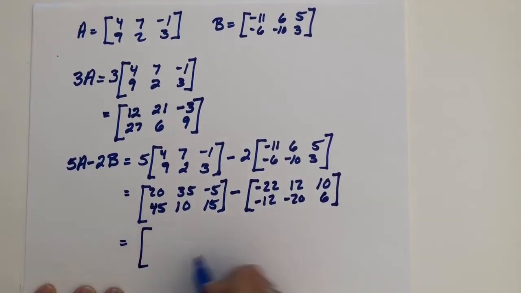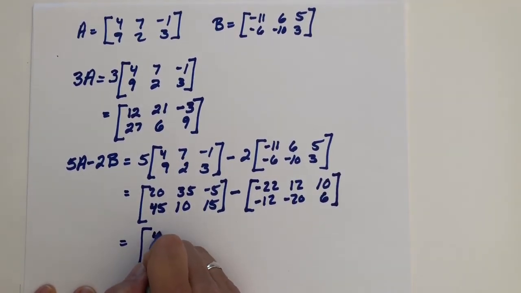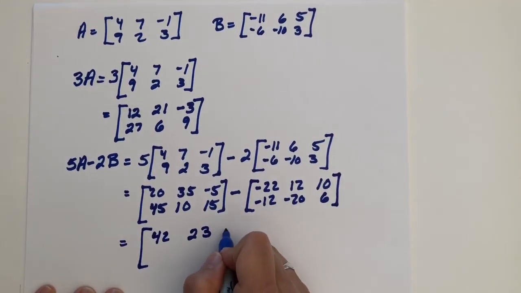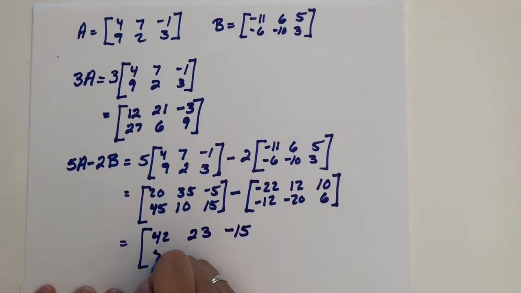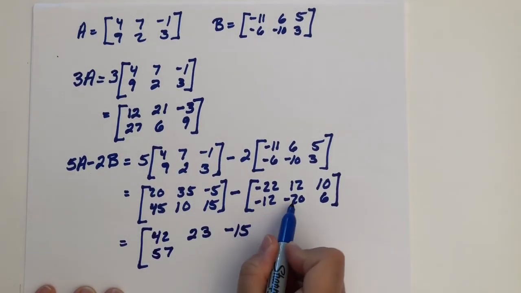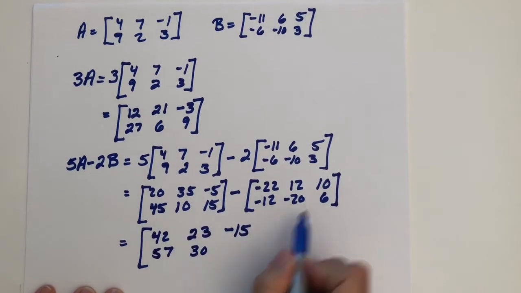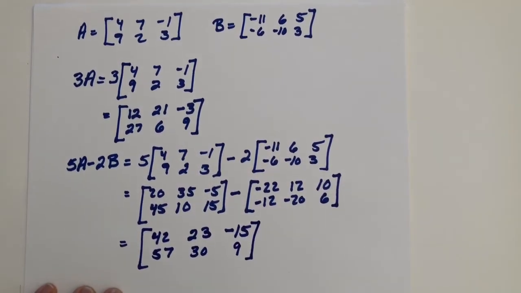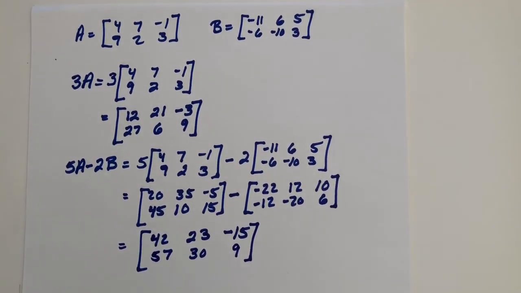So let's do it. We have 20 minus negative 22, 35 minus 12, negative 5 minus 10, 45 minus negative 12, 10 minus negative 20, and 15 minus 6. And we have calculated 5A minus 2B.